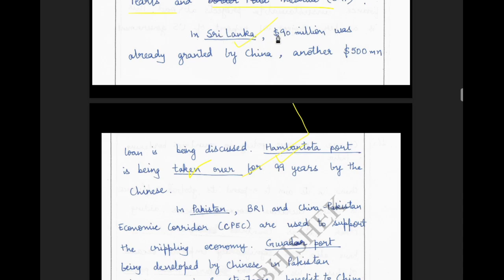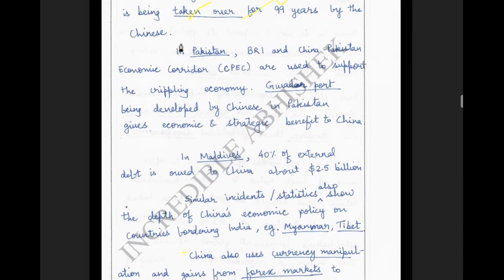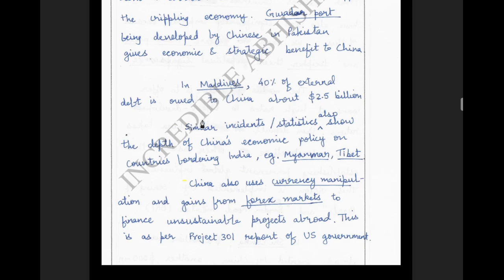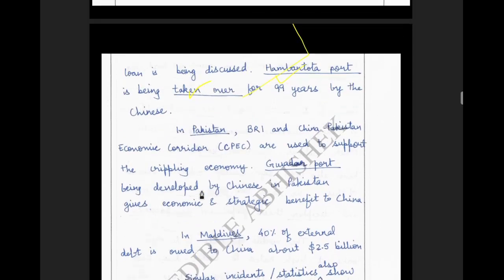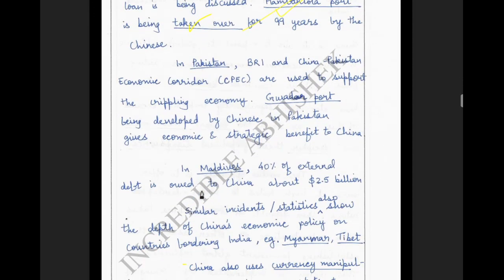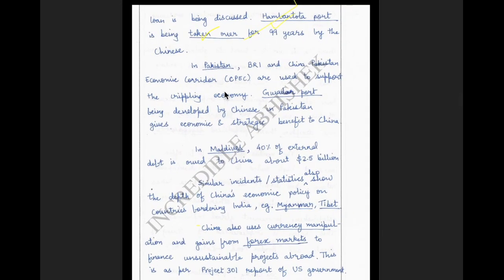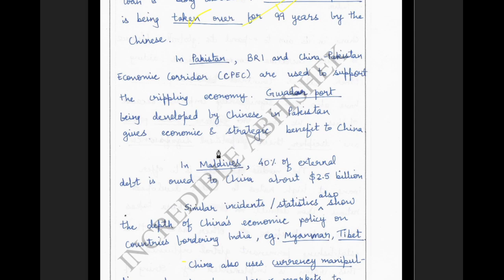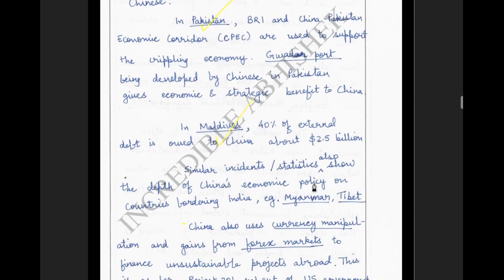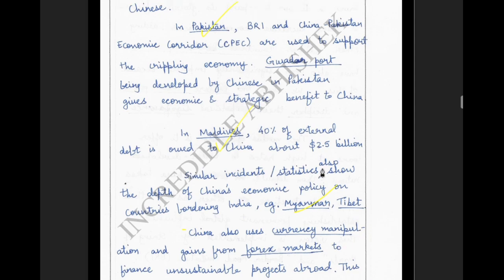In Pakistan, now you see, underline Sri Lanka, first para Sri Lanka, second para Pakistan, third para Maldives, fourth para Myanmar, Tibet, fifth para China. Now, without even reading, the examiner can feel the structure. He can feel the structure just by looking at the essay. He does not even need to read. He will see, okay, the boy has written about Pakistan. He has written about Maldives, Myanmar, Tibet, currency manipulation.